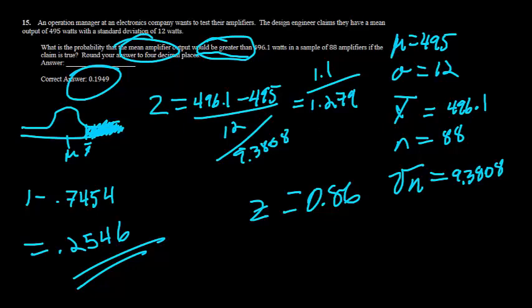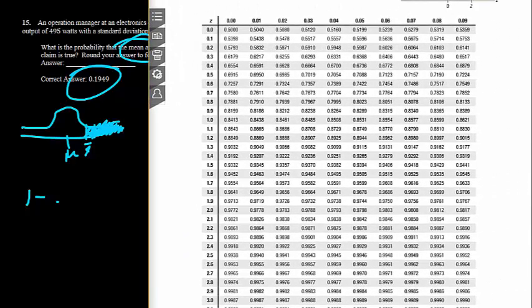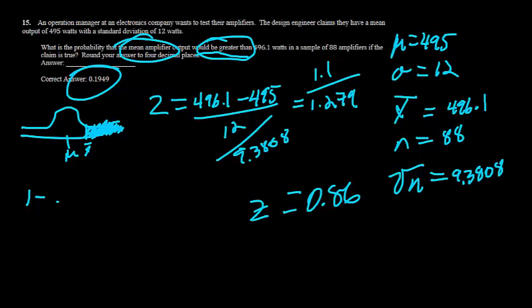Let's go back. I know all of this is correct, so let's go back to the Z chart. 0.86. Let's go grab that one again. Maybe we grabbed the wrong one from the table. We'll check your work. 0.86. 0.8, 0, 1, 2, 3, 4, 5, 0.8051. Okay, that was my mistake. So this is 1 minus 0.8051, which is equal to 0.1949. Is that correct? Yes, 0.1949.